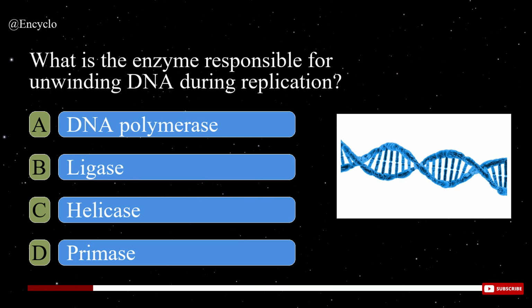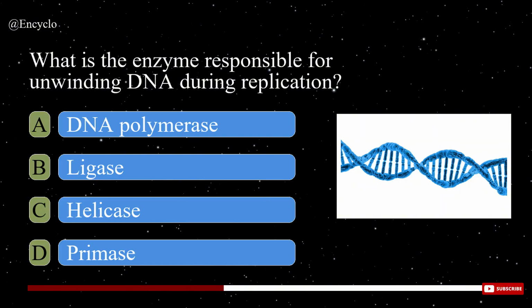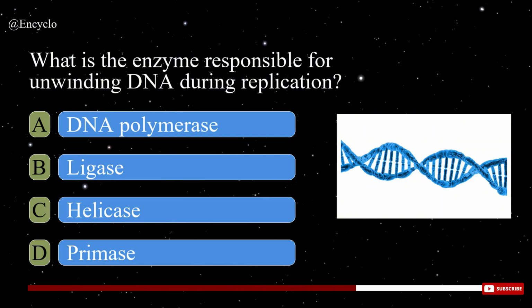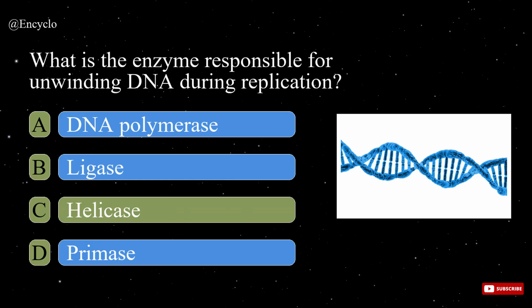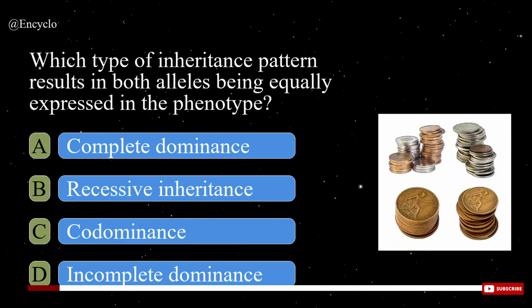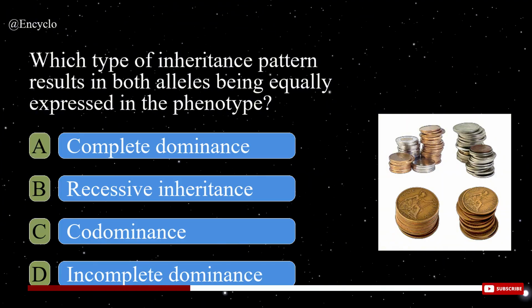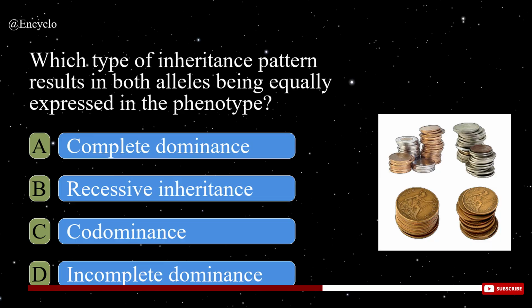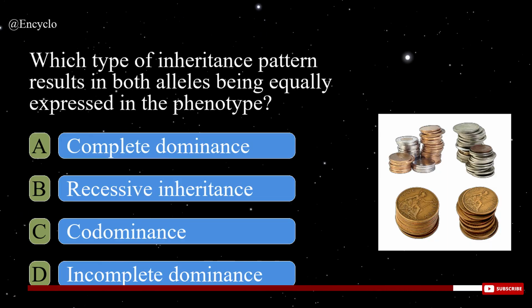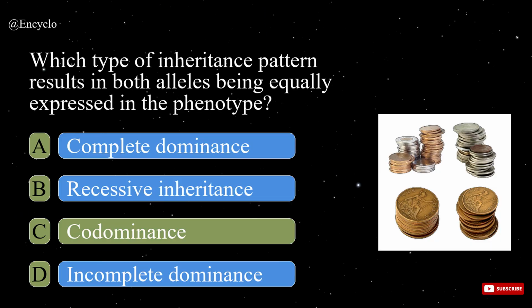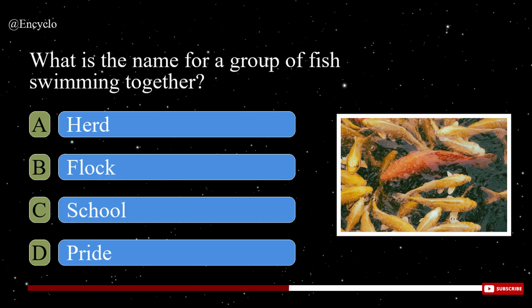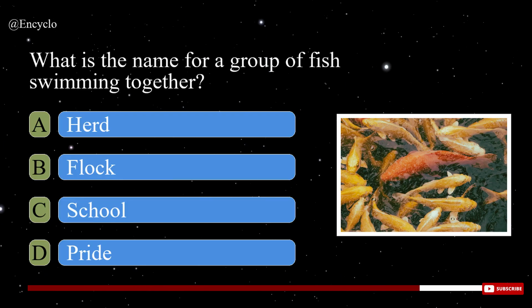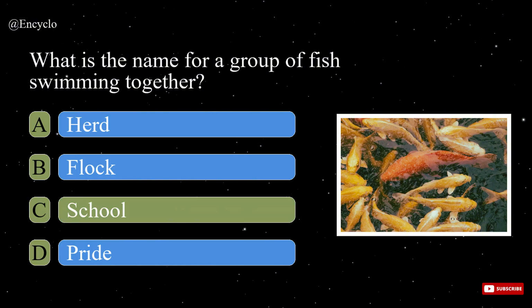What is the enzyme responsible for unwinding DNA during replication? The answer is helicase. Which type of inheritance pattern results in both alleles being equally expressed in the phenotype? The answer is codominance. What is the name for a group of fish swimming together? The answer is school.